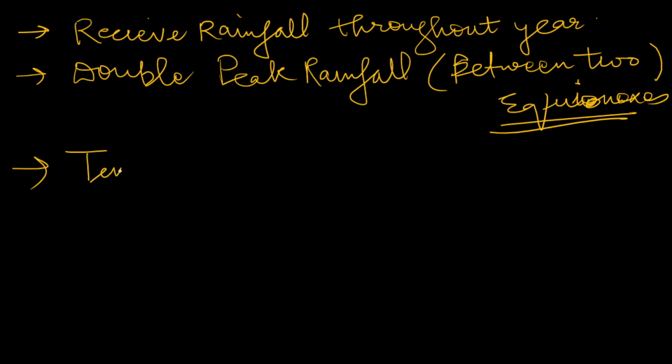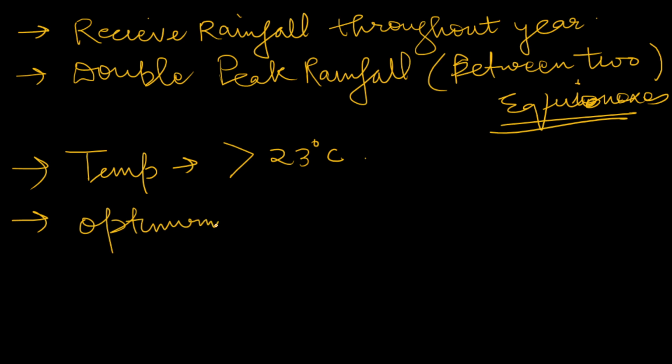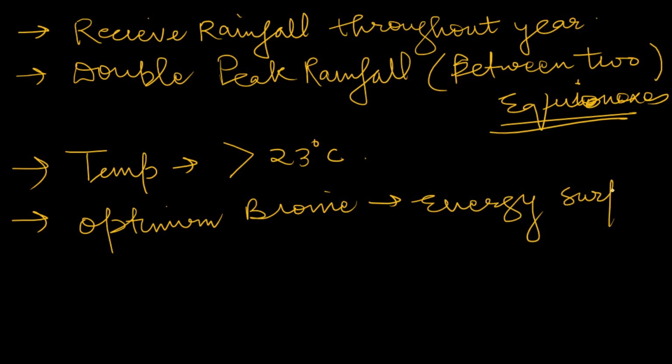Temperature is always more than 23 degrees Celsius. It is an optimum biome. That is, you will always find this biome to be energy surplus. Why energy surplus? Because the sun is always shining directly over this biome. You will find here tropical evergreen forest.